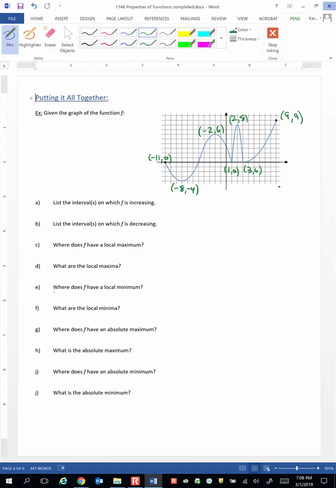So list the intervals on which f is increasing. These are the x values. And we do that in interval notation. And increasing, decreasing, and constant intervals are always open intervals. That means use parentheses. So increasing from -8 to -2.